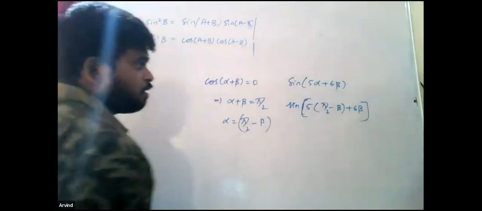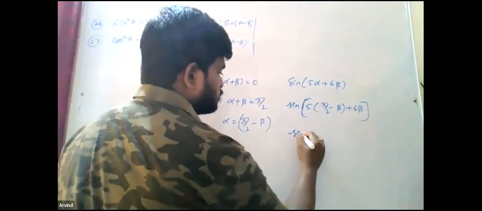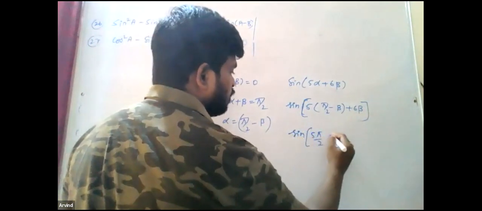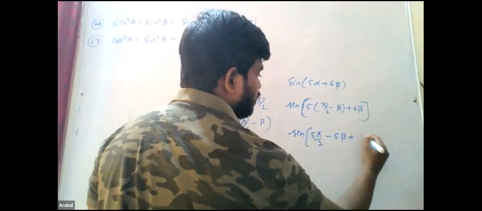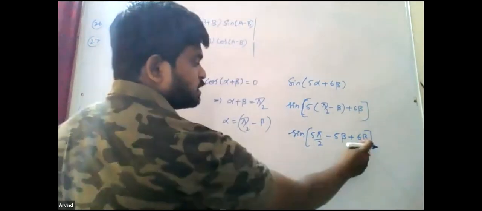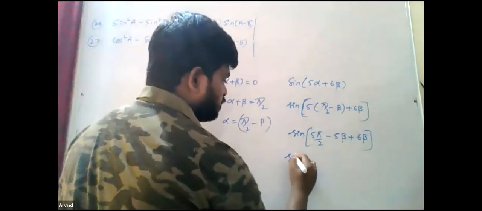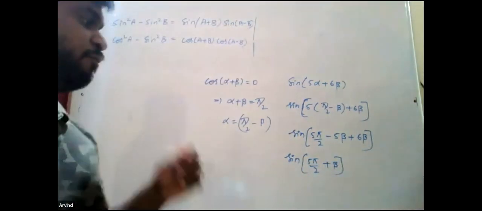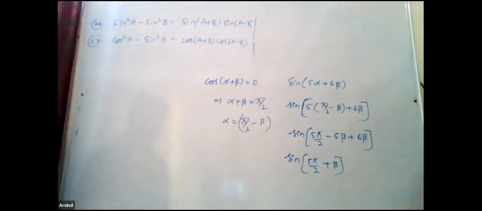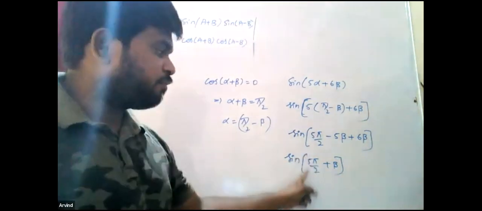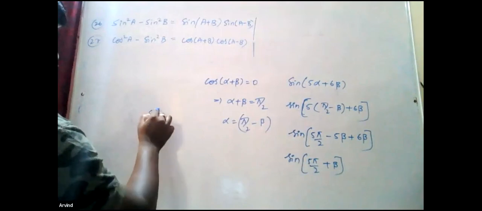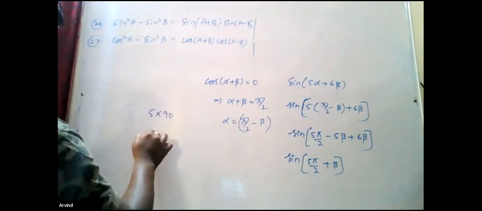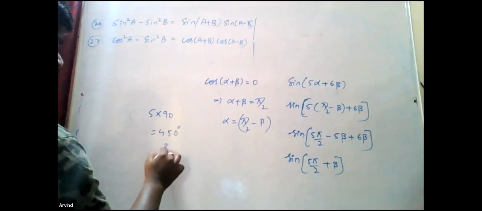So sin of 5 pi by 2 minus 5 beta plus 6 beta. So 6 beta minus 5 beta is beta itself. Sin of 5 pi by 2 plus beta. So 5 pi by 2 is how much? It is an odd multiple of 90 degrees. So 5 into 90 is 450, which can be written as 360 plus 90.